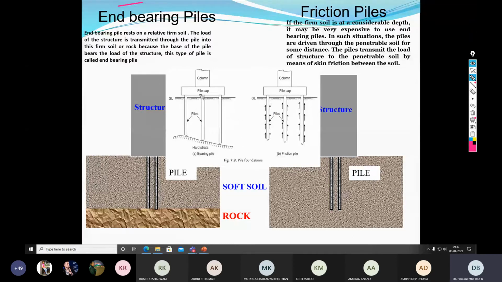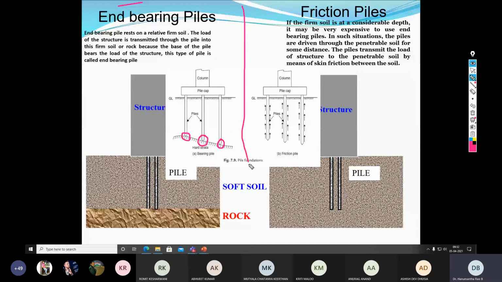Now as you can see here, the tip of the pile is directly resting on the hard stratum. When such an occurrence happens in real life, the majority of the load transmits only through the pile end. These are called end bearing piles.